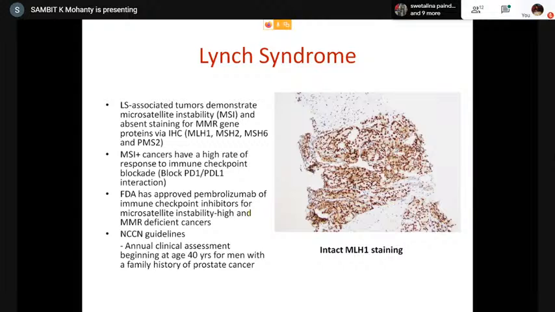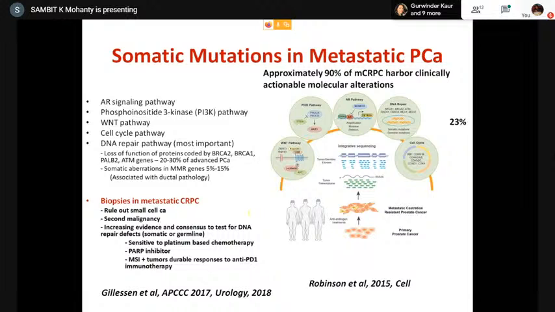Somatic mutations in prostate cancer: the majority are in AR signaling. They can be in phosphatidylinositol 3 kinase, WNT pathway, cell cycle pathway, or DNA repair pathways. Why do we do biopsies in metastatic prostate cancer? What is the need of doing a biopsy? Number one, is it prostate or non-prostate? That is to rule out a second malignancy. To rule out a small cell carcinoma, you do an androgen receptor staining to see whether the cells are staining with androgen receptor or not, if the morphology has changed to small cell carcinoma. And look at the MSI status in those. If you have IHC, do it and look preliminarily whether there is loss of any MMR protein or not.